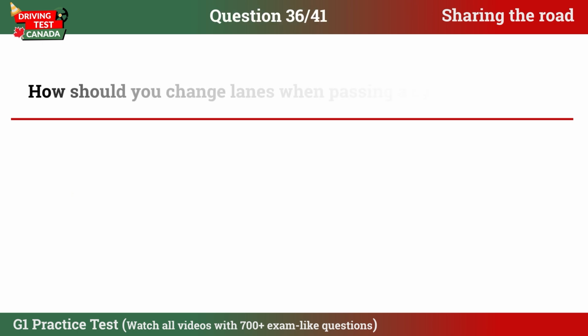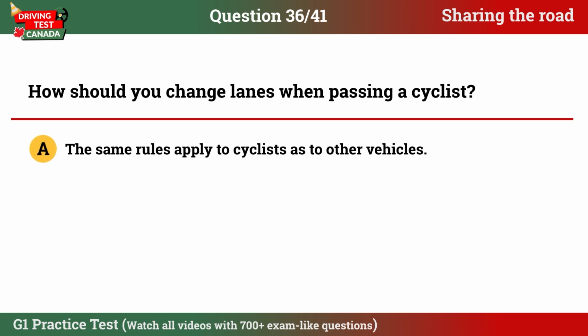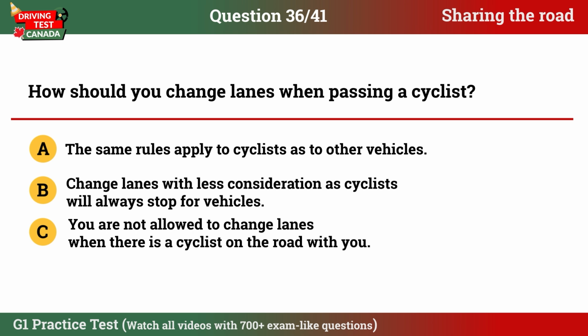Question 36. How should you change lanes when passing a cyclist? A. The same rules apply to cyclists as to other vehicles. B. Change lanes with less consideration, as cyclists will always stop for vehicles. C. You are not allowed to change lanes when there is a cyclist on the road with you. D. All of the above.